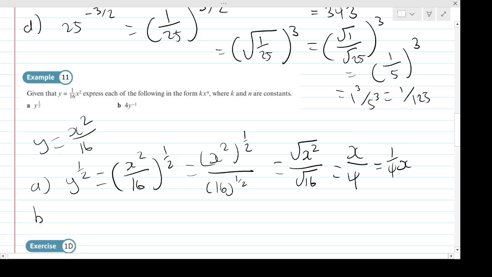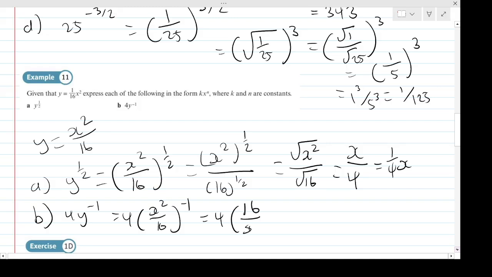Okay, let's have a look at part B. We have 4y to the minus 1. So again, I'm literally going to plug y in exactly where it is. So 4 and then a bracket for y, x squared over 16, and then all to the minus 1. Well, before I times anything by 4, I'm going to do the actual index part in the bracket first. So the x squared over 16 raised to the minus 1. So remember with minus 1, negative, we literally just flip it, we do the reciprocal. So flipping x squared over 16 will be simply 16 over x squared.